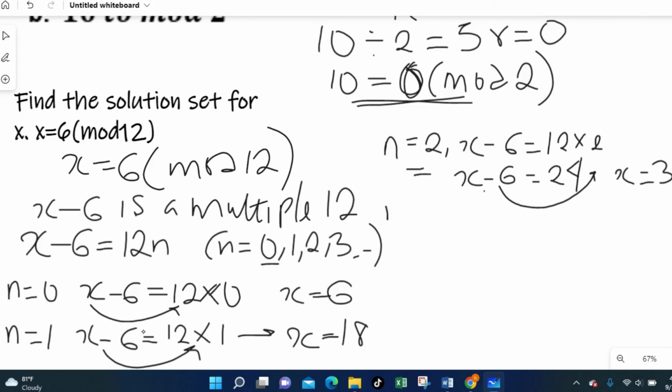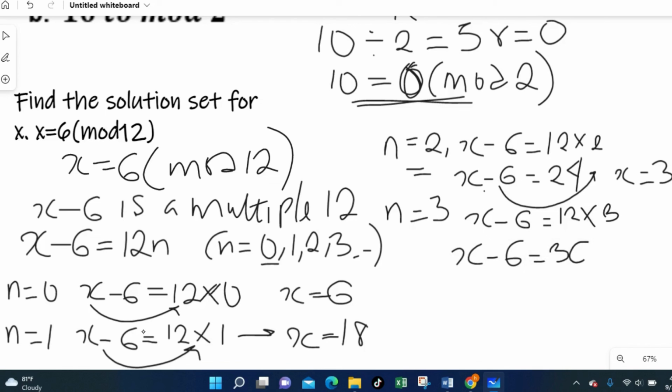Now, if we make our n equal to 3, which is the final value, we'll have our x minus 6 equal to 12 times 3. 12 times 3 is 36. So if 6 crosses over, it becomes plus 6. So 36 plus 6, our x will be equal to 42.